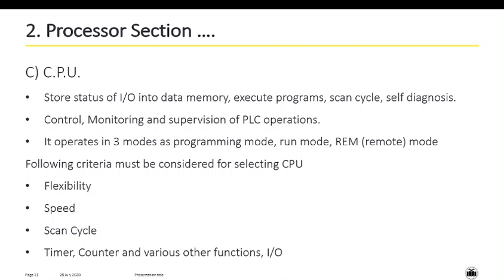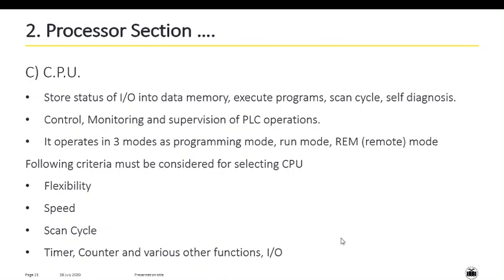And the third section is the processor section, the CPU, central processing unit. You know that the CPU is the heart of the PLC, and all major functions are performed by the processor. So it is the heart of the PLC. Which functions does it perform? First, it performs the control function. It monitors various activities. It supervises all the PLC operations.